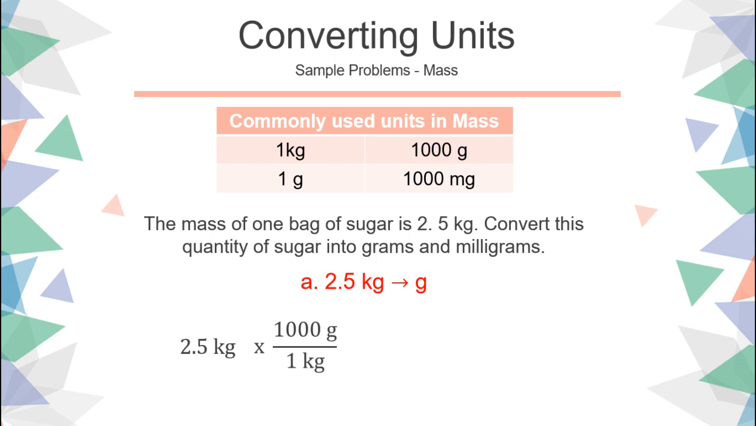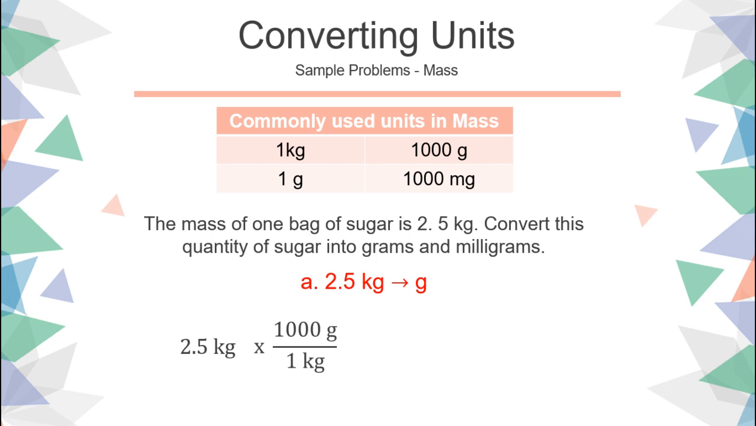Look at the given: the given unit is kilogram. So that unit goes at the bottom. Whatever unit is in the given, that is the unit you put at the bottom. Then you write its equivalent in terms of grams on top. So 1 kilogram at the bottom, 1,000 grams on top, because that is the equivalent. That is our conversion factor.